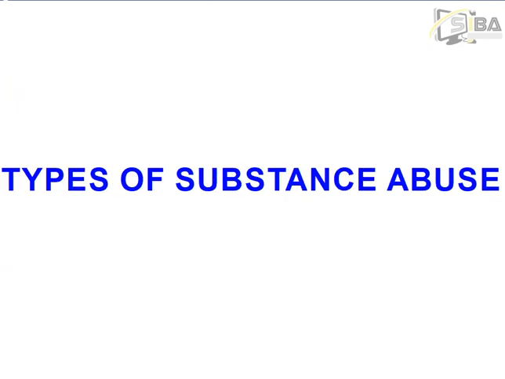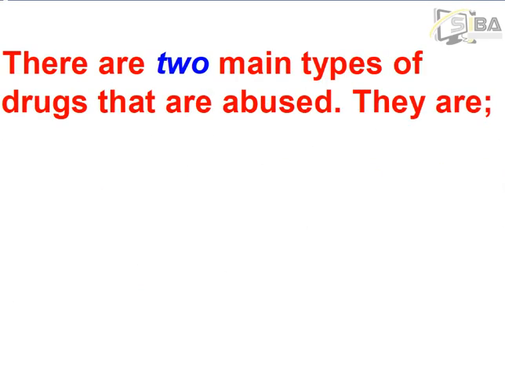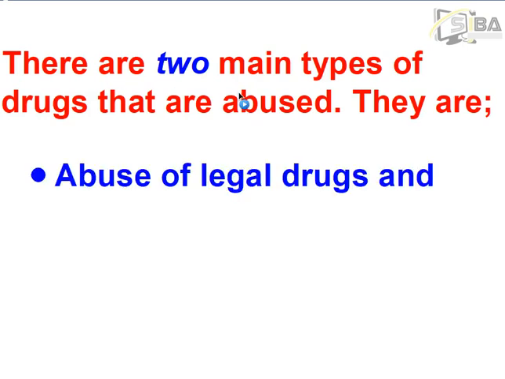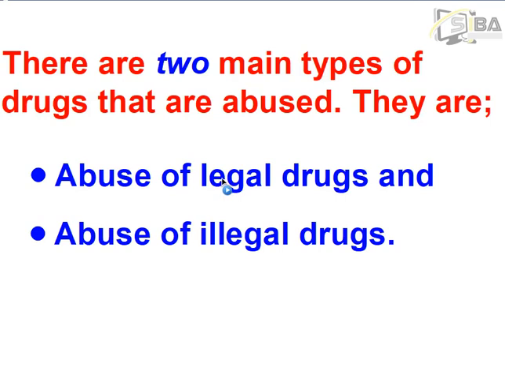Let's look at types of substance abuse. We have 2 main types, as can be seen here. We have abuse of legal drugs, and we also have abuse of illegal drugs. Let's go to the next slide and look at what these 2 types of drugs are.